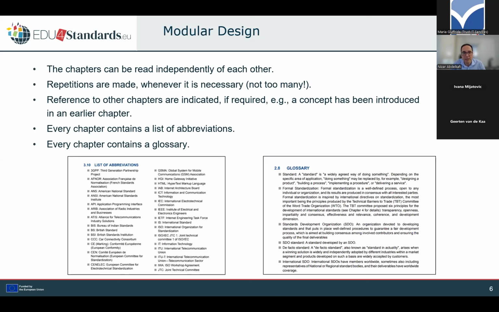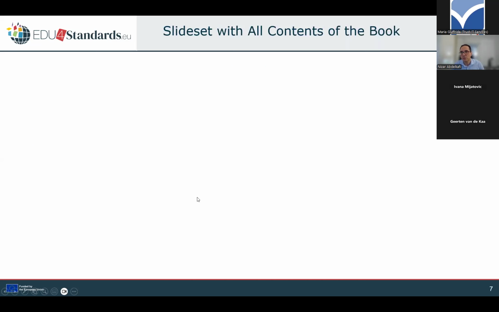Very important, every chapter also contains abbreviations. I know that abbreviations, especially for new learners of standardization, could be intimidating. A lot of people told me that whenever they want to start dealing with standardization, these acronyms are really intimidating, and it somehow reduces the accessibility of the topic. And also, every chapter contains a cluster.